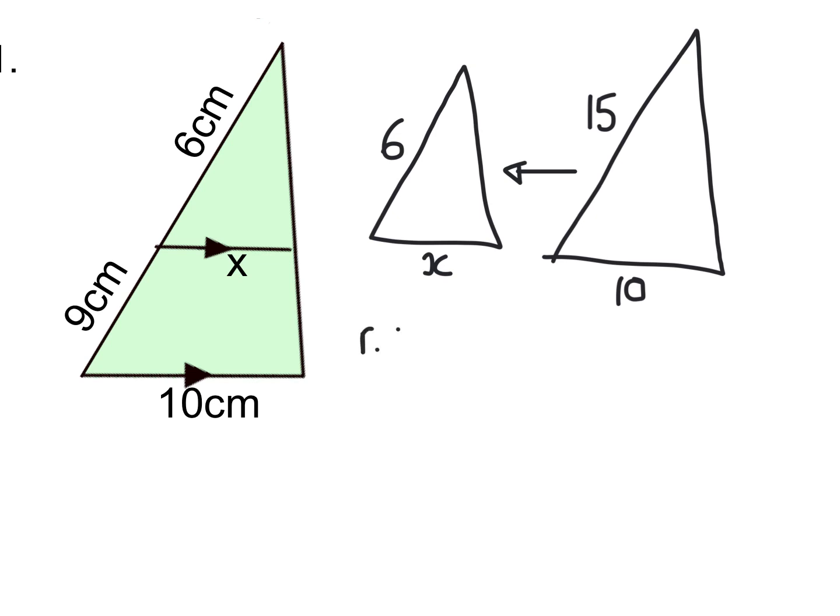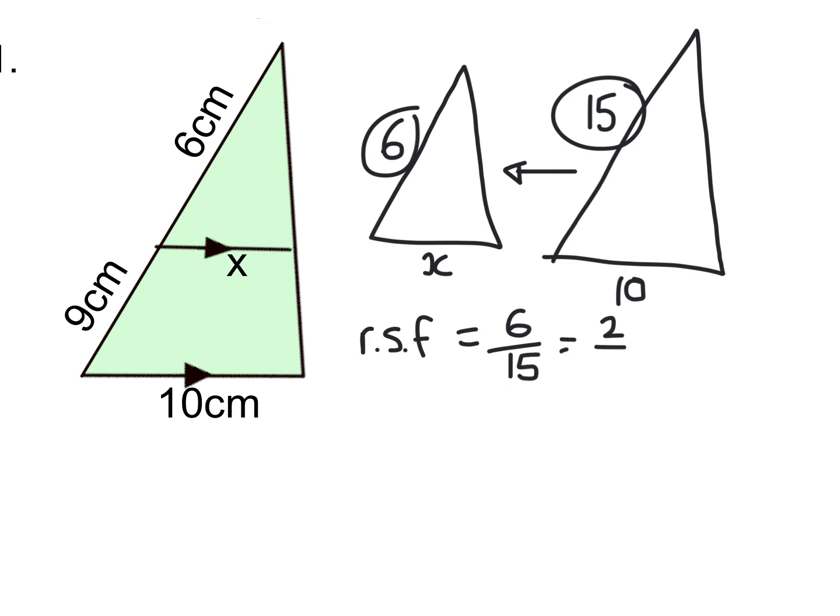So I've got a reduction scale factor here, and it would be the small over the big number of the corresponding sides. So my reduction scale factor would be 6 over 15, which simplifies down using the 3 times table to 2 over 5. So x would be 2/5 times the length of 10. And then you would just do divide by the bottom, times by the top. 10 divided by 5 is 2. 2 times 2 is 4. So the missing side is 4 centimetres.